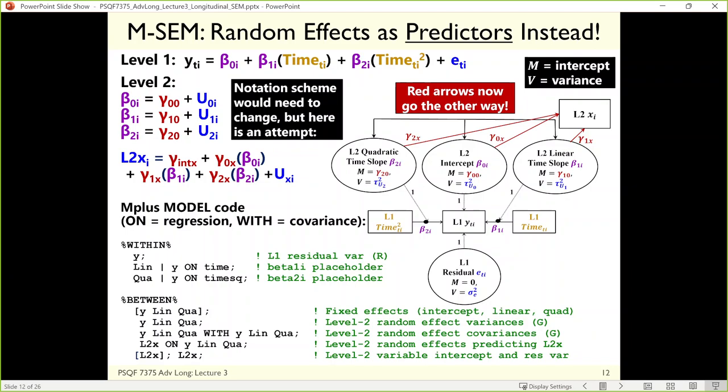I have two, Lisa. Hit me. Yeah, first, should we center those predictors, the linear time slope and the quadratic time slope, as we do in multilevel analysis? Ah, that's a great question.